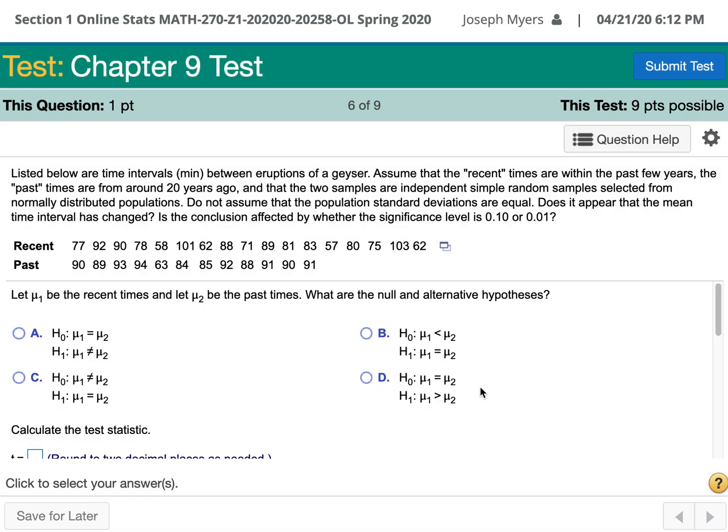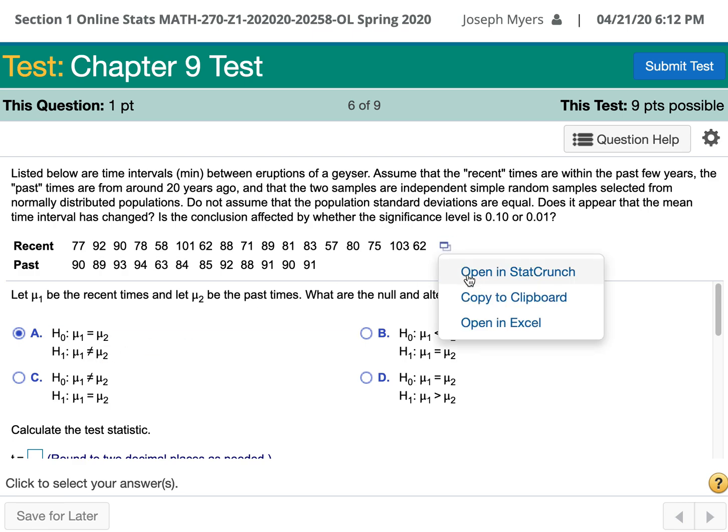Okay, so we are looking at a geyser, and the hypothesis says, does it appear that the mean time interval has changed? Well, it's either equal to the same thing or it's not equal to. So if it's changed, that means it's not equal to. So if it asks you, does it appear the mean has changed, you'll choose the hypothesis that says the mean has changed, which is the mean does not equal the other mean.